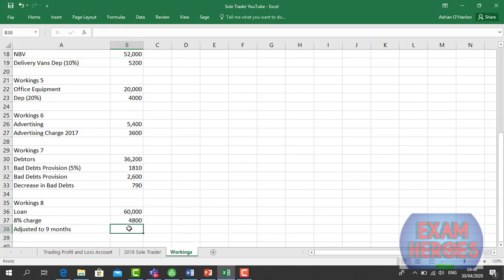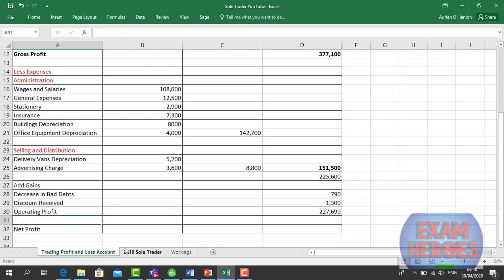So I'll just get 4,800 divided by 12 and then multiply it by 9. $3,600. Okay, so come back over here, loan payment or interest pay. Loan payment is fine. Loan payment.